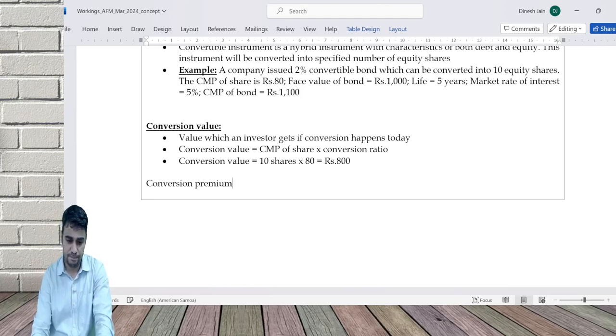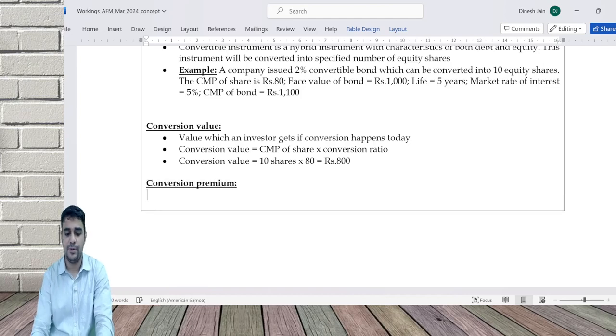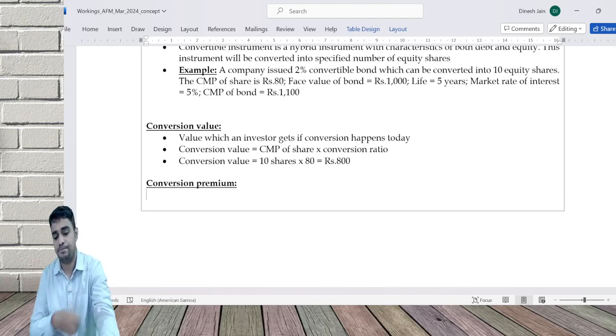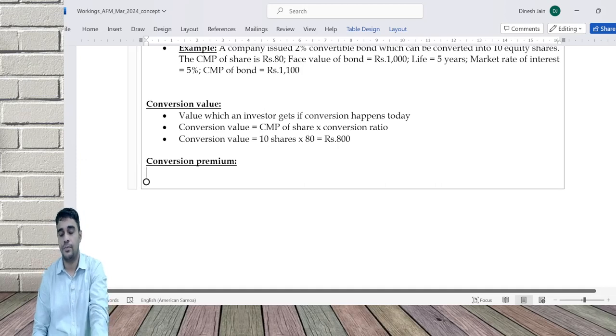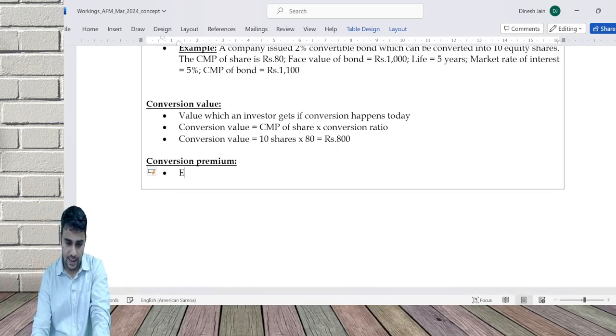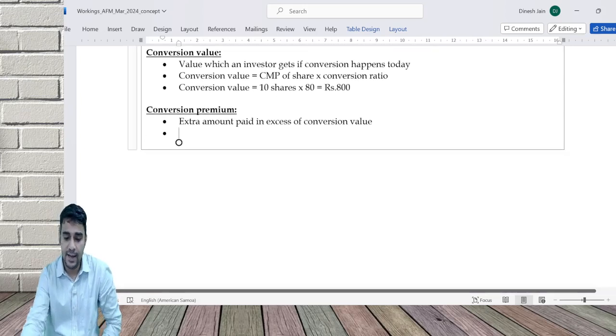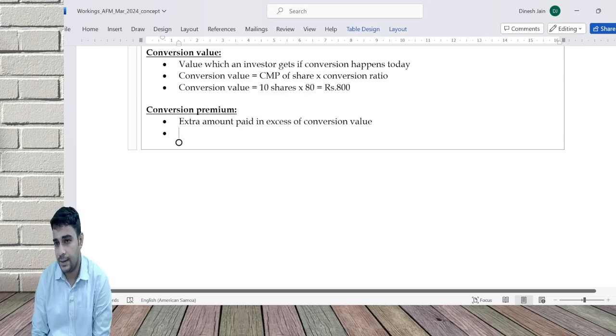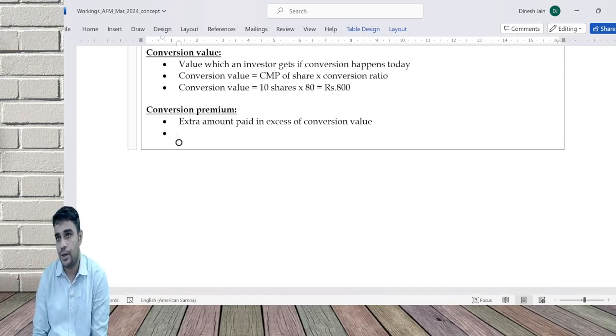Conversion premium. There are multiple terms which will be there. Conversion premium is the extra amount paid in excess of conversion value. What is the value you have to pay to buy the bond today?